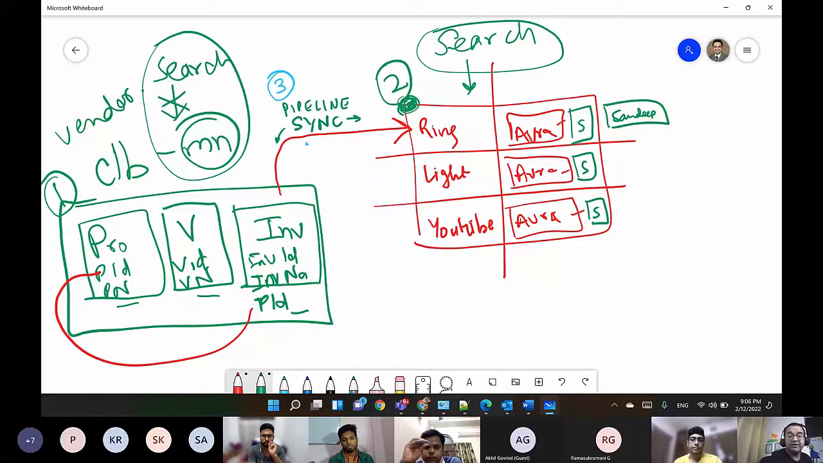One you already said: whenever an item is sold, because I need to update inventory. Anything else? Whenever a new item is added by the vendor. Whenever a new item is added by the vendor. Anything else? I'm a vendor, right? I can update information also, or I can just say, ring light all sold, delete. Think of it that way.